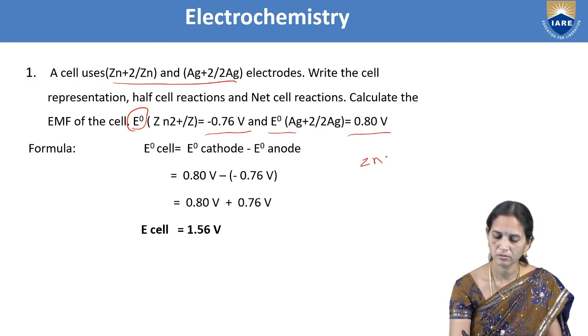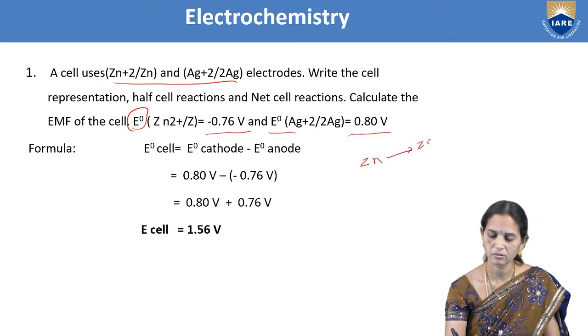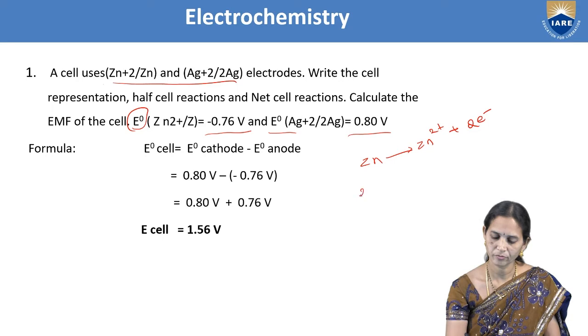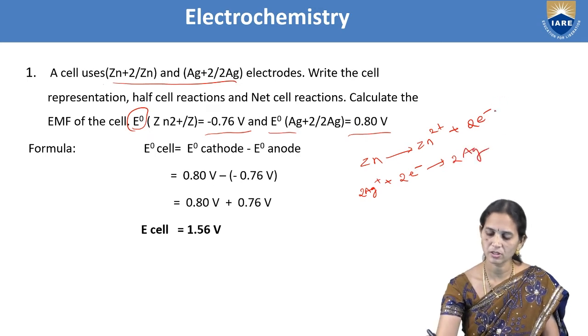Zinc is undergoing an oxidation reaction, and silver is undergoing a reduction reaction. So this is a half cell reaction, and this is also a half cell reaction.